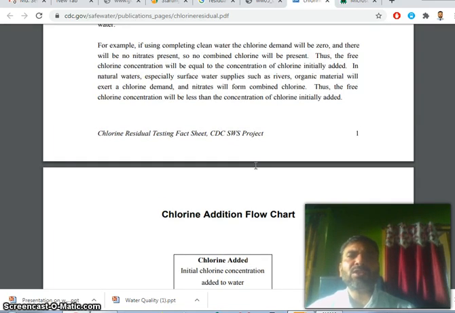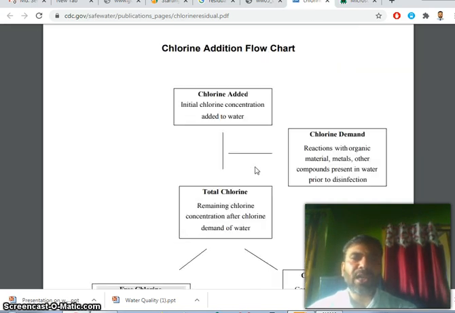So for example, if using completely clean water, the chlorine demand will be 0 and there will be no nitrate present, so no combined chlorine will be present. Thus the free chlorine concentration will be equal to the concentration of chlorine initially added. In natural water, especially surface water supplies such as rivers, organic materials will exert a chlorine demand and nitrates will form combined chlorine, thus the free chlorine concentration will be less than the concentration of chlorine initially added.